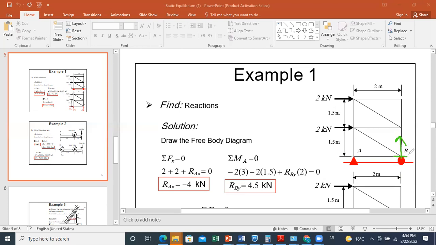Any question on this problem? Okay, yeah, let us solve one additional problem.